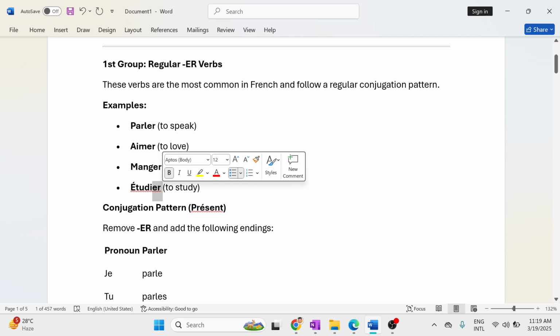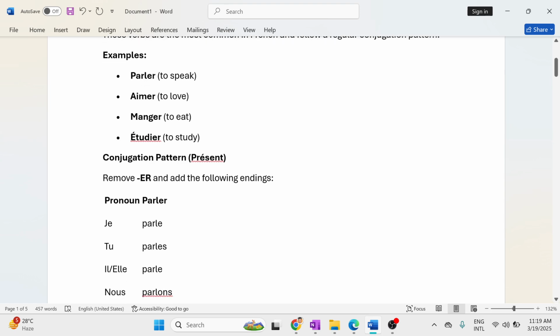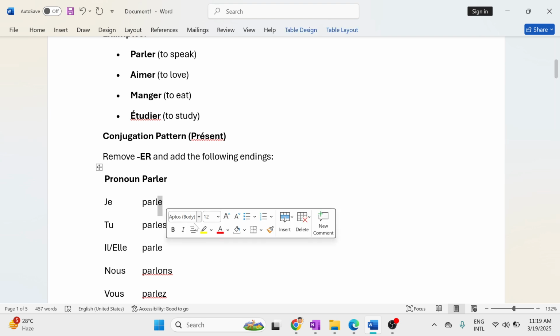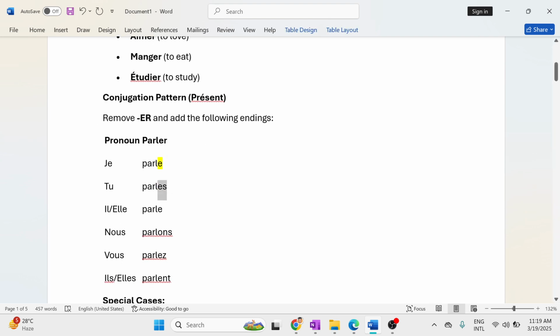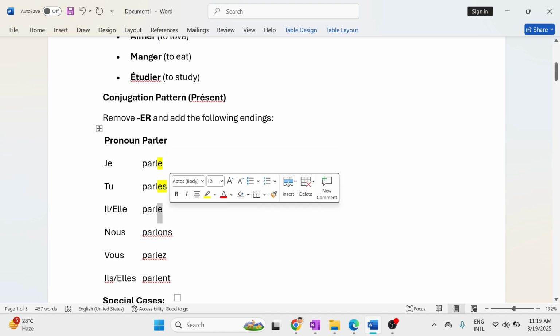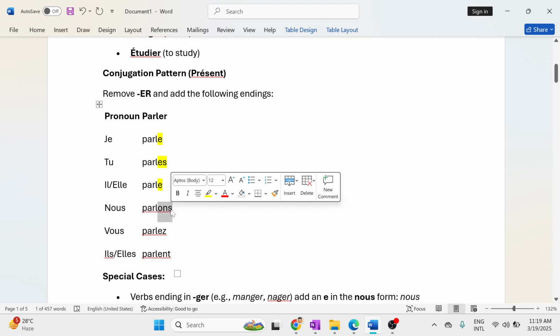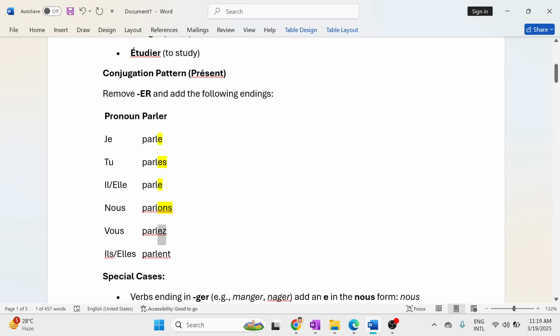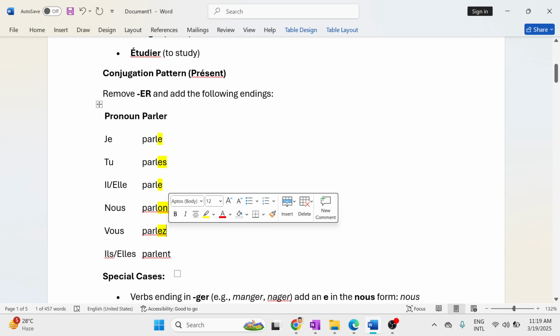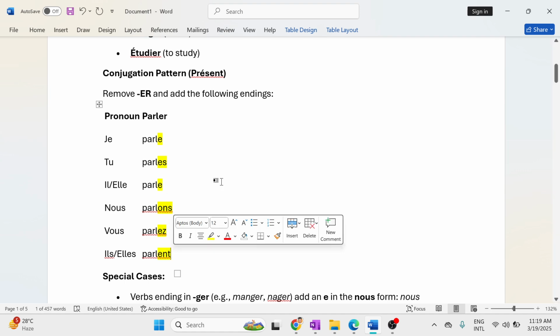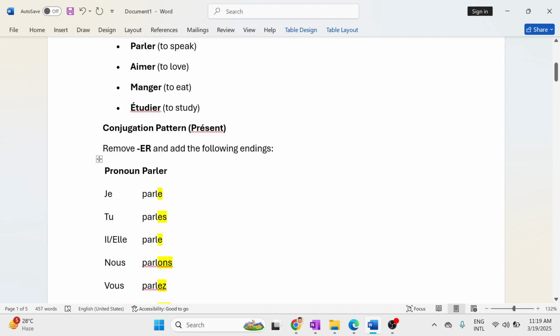They must be ER endings. Second, they must take the specific endings, like e with je, es with tu, es, ons, right? These are the endings. How do you get the stem before you add the endings for the first group? Anyone? So remove the ER. Remove the ER, right? Correct. You remove the ER and add the following endings, and you get your present conjugation of the verb, right? For ER verbs. Yes, correct.